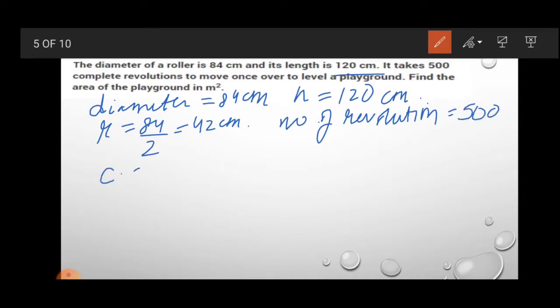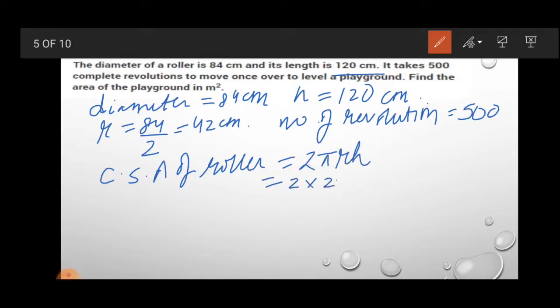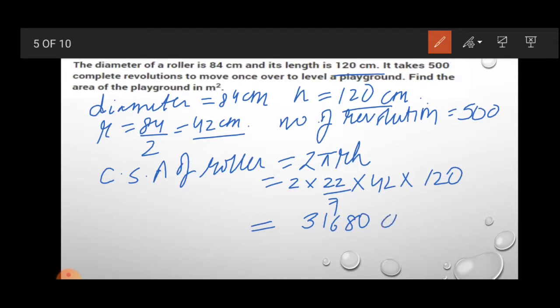Now curved surface area of the roller is equal to 2 pi r h, which is 2 into 22 by 7, radius is 42 into height is 120. On solving this, we get curved surface area of roller is 31,680 centimeter square.